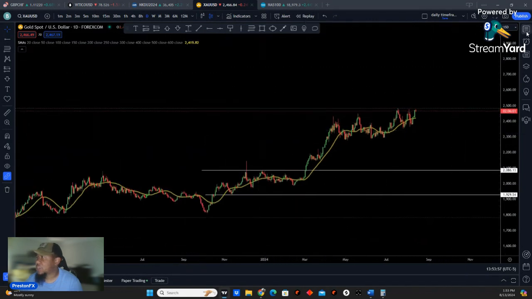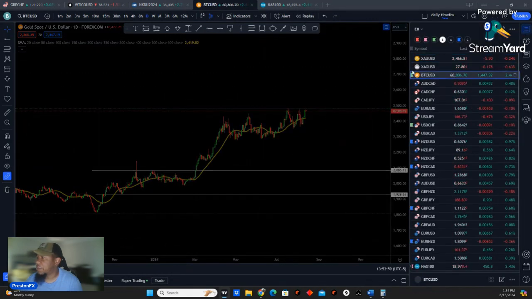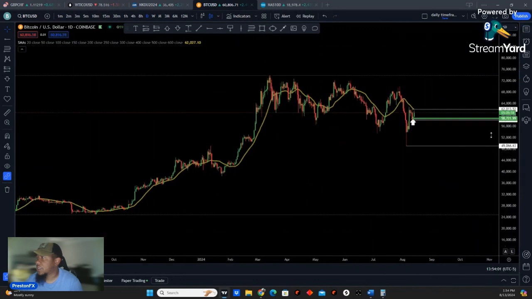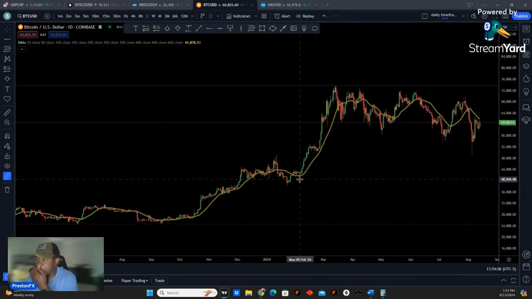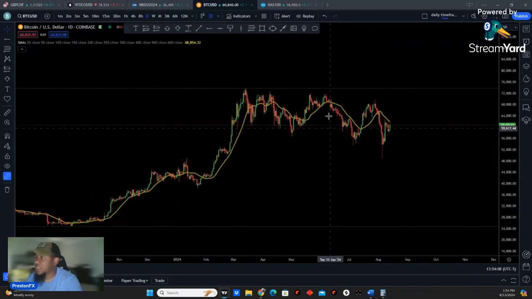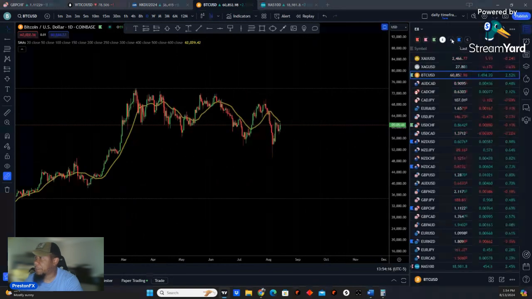All right, let's go to the next one. Bitcoin. Same thing. Look right here. February broke out. All right, you can get some trades right here. You can get some of these right here. These are small moves, but you can still get them. Because remember, this is the daily time frame.